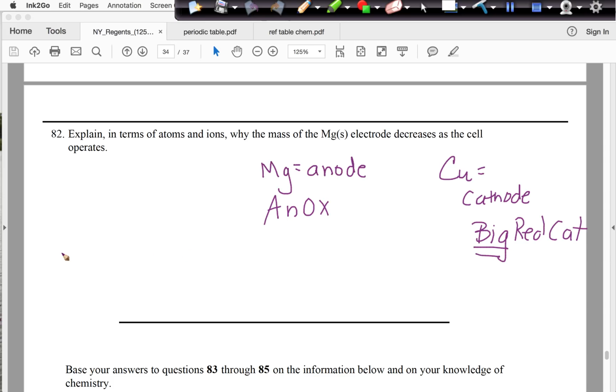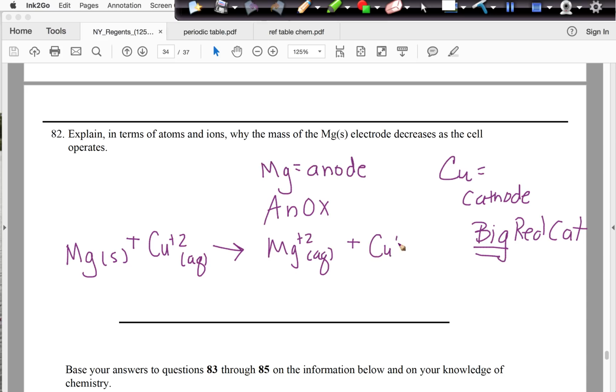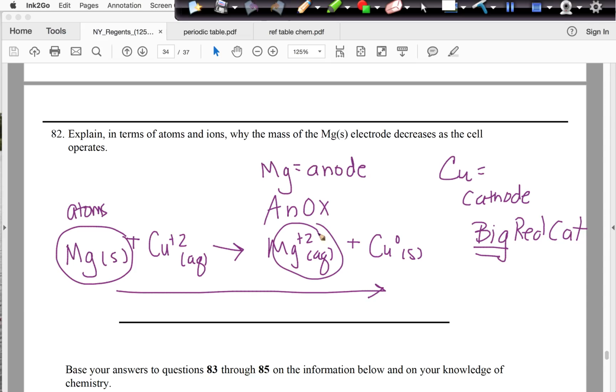If we look at the balanced equation, we can see that as the reaction proceeds, magnesium solid, which has atoms, is producing magnesium aqueous, which are ions. So atoms at the anode are turning into ions in solution.